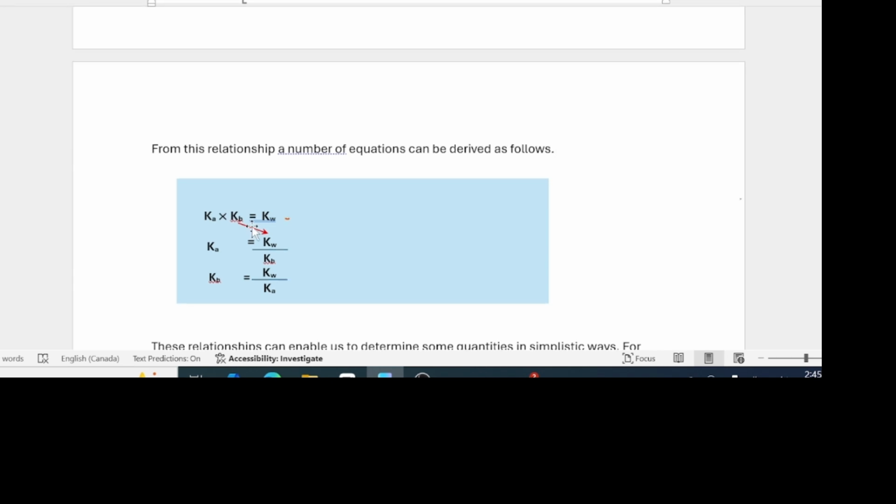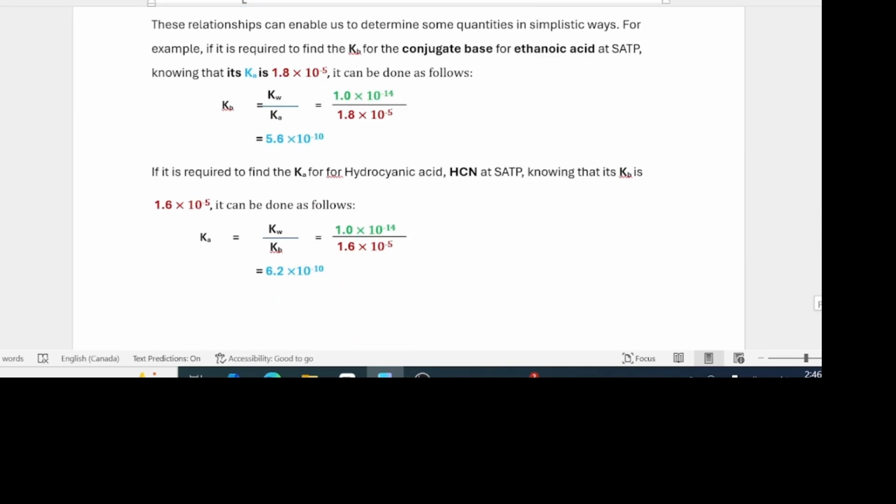If you knew what Kb was, and you want to know what Ka is, Ka will be equal to Kw divided by the Kb value provided. Same thing could have happened if you knew what Ka was, and you want to know Kb, you just bring down the Ka here, and that would help you calculate in a very simplistic way what the value of Kb was. Let us look at two examples.